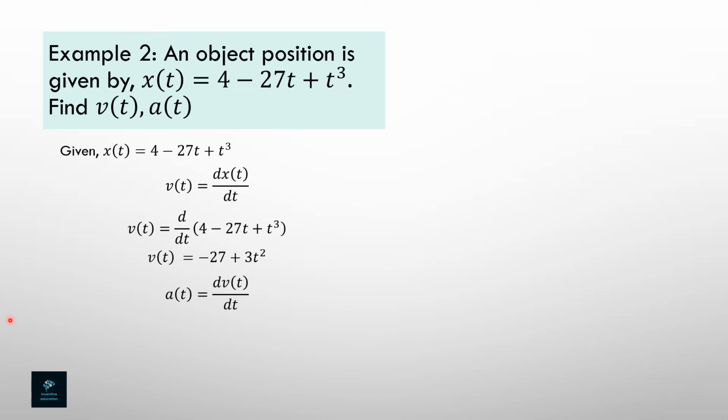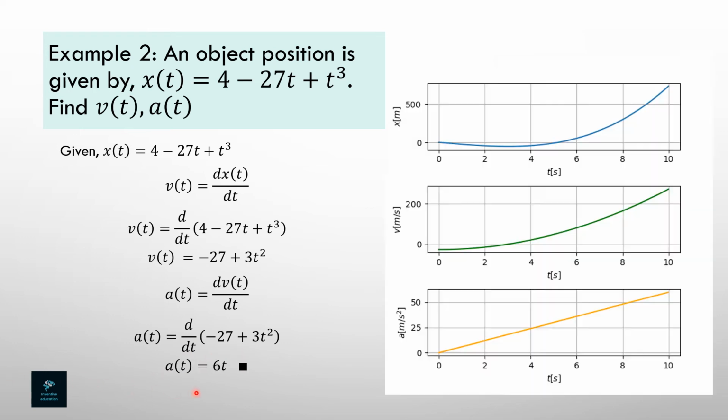We also know that the acceleration is the derivative of velocity. Therefore, acceleration is d by dt of (minus 27 plus 3t square), which is equal to 6t. The graph shown here shows the variation of position, velocity and acceleration with respect to time. The position changes cubically, velocity changes quadratically, and acceleration changes linearly, as we have got from these relations.